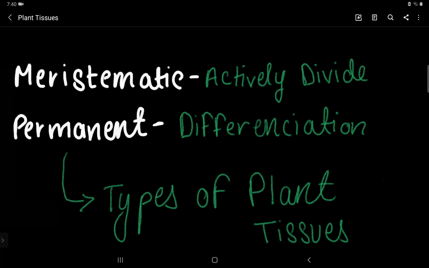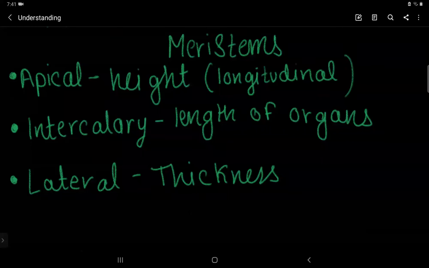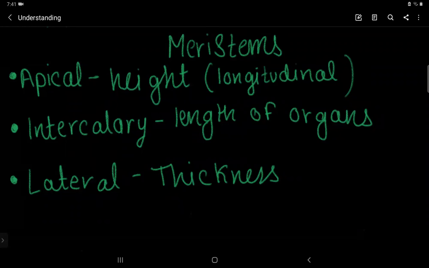So first, let's see the subtypes of meristematic tissues. The subtypes of meristematic tissues are called meristems. These are the three meristems: apical, intercalary, and lateral. So let's see the meanings and the functions of each of them.